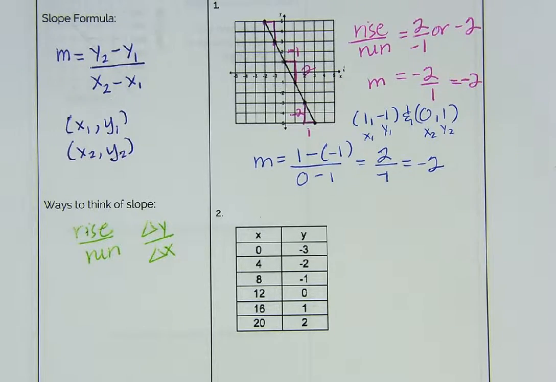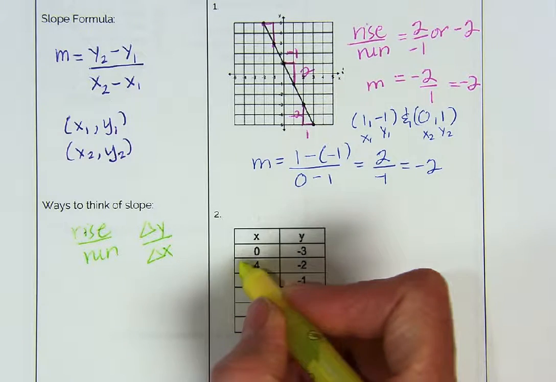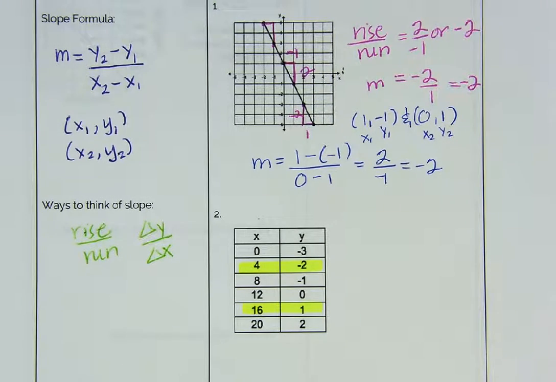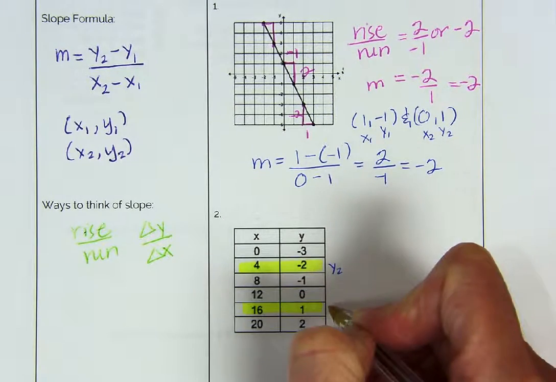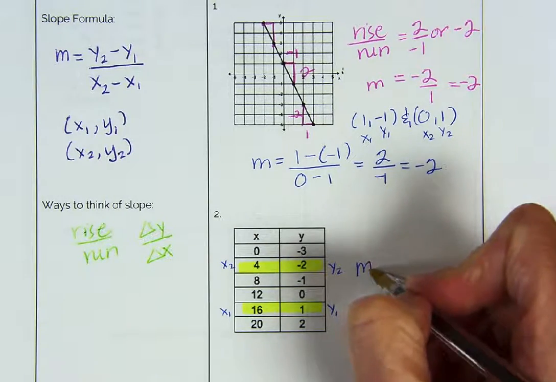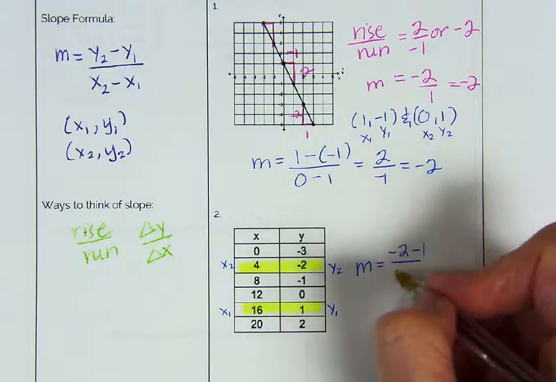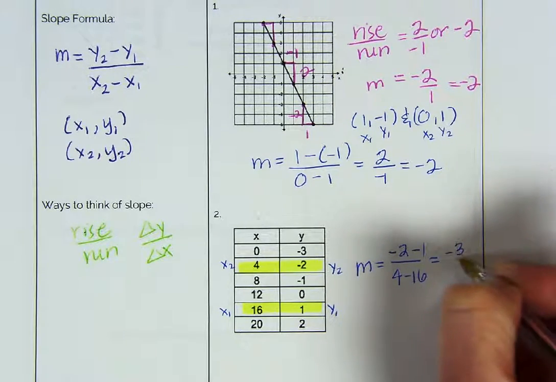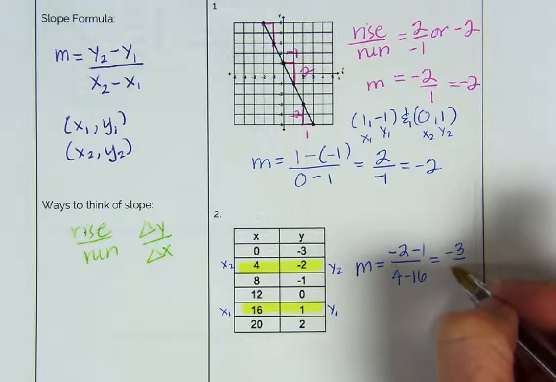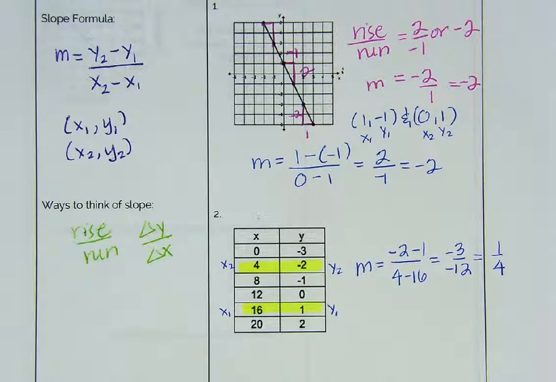Now, the next example deals with a table. And one strategy you could do is you could pick 2 points. Doesn't matter which 2 points you pick. I don't know why I chose those, I just did. And you could do y2 minus y1 divided by x2 minus x1. So you could use the slope formula. Negative 2 minus 1 divided by 4 minus 16. And I get negative 3 divided by negative 12. And both of those numbers divide by negative 3, so I would get a slope of 1/4.